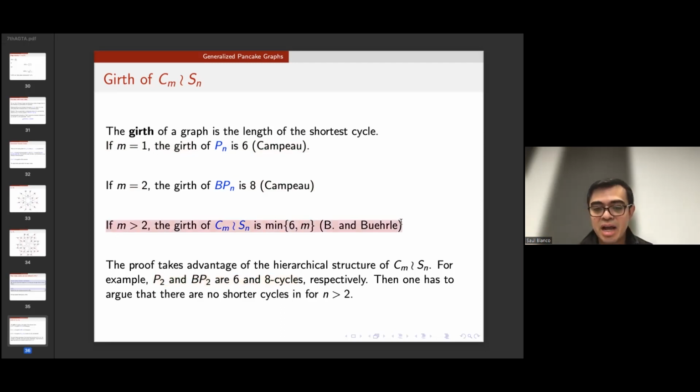So the paper is on the arXiv. It's under review right now, which apparently takes a long time. Okay, so this is for the girth. We have a complete answer for the girth for any value of m, so it's complementing his results. Campiao have the results for m equals 1 and 2, and we have the remaining results for any value of m. We know exactly what the girth would be.